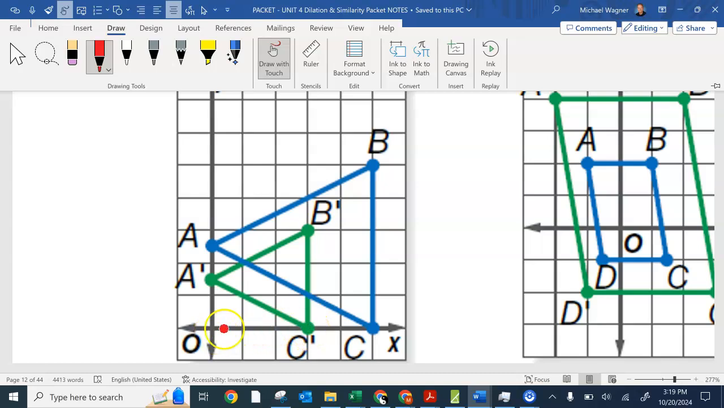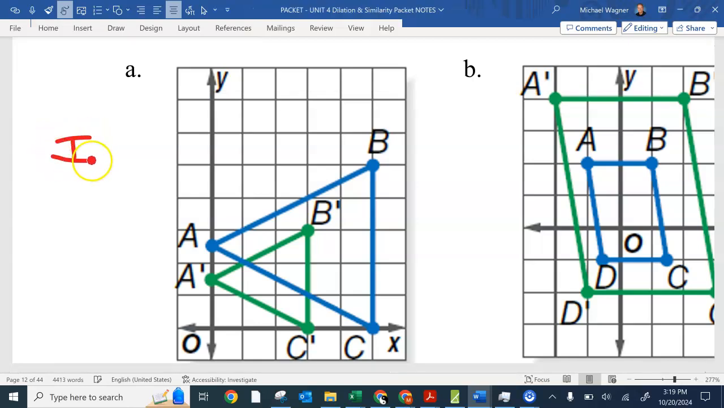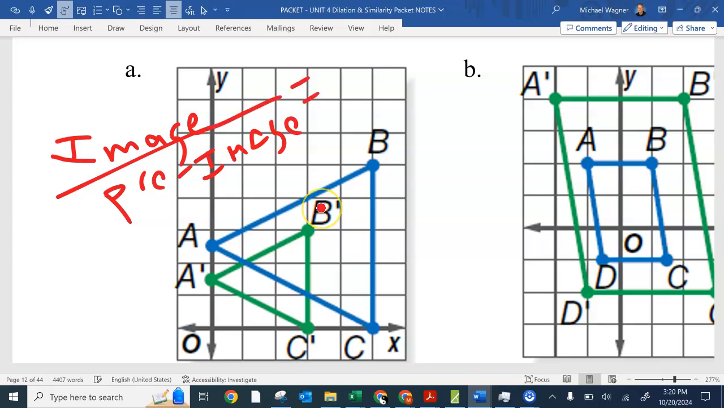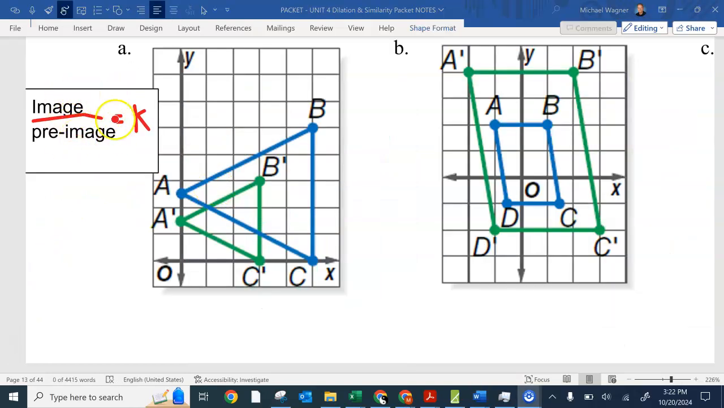They're right at a point where I know it's exactly a certain value. Remember, it's also the image over the pre-image, right? I'm going to see if I can write that. Image divided by pre-image is your scale factor. Again, I'm sorry, I don't have my stylus with me today, so it's not too neat. Let's see if I can make this smaller. So to figure it out, the image is going to be the one with the prime.